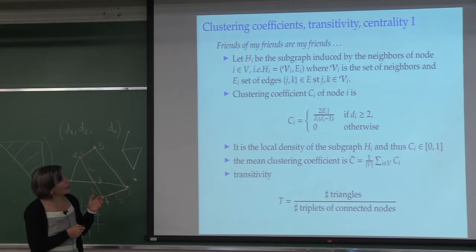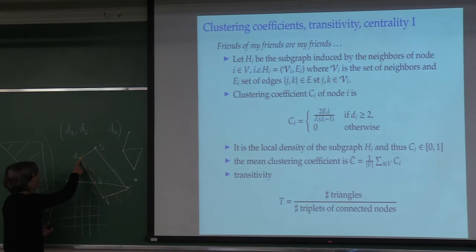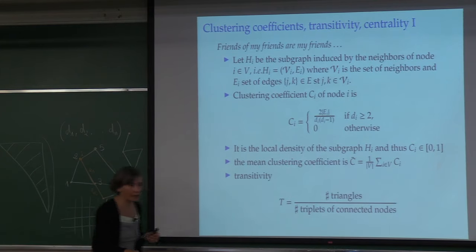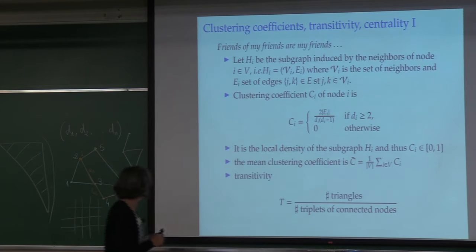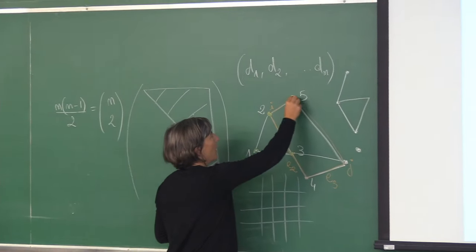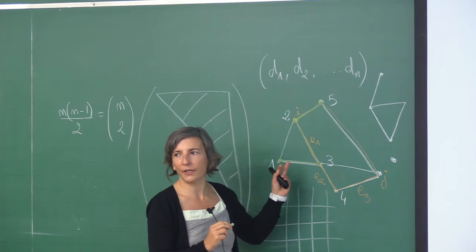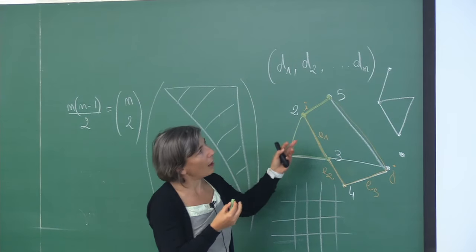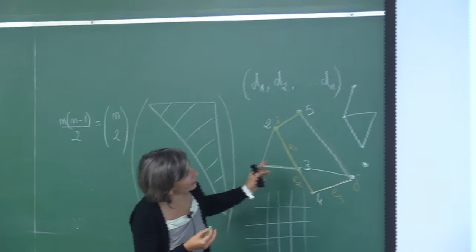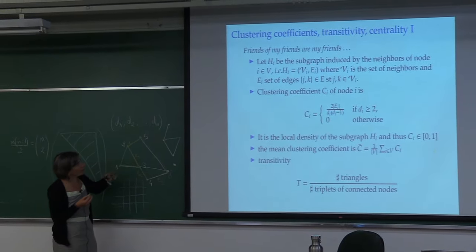If you consider Hi, the subgraph induced by the neighbors of node i. So here I will focus again on this node i, and maybe I'll take another color. So I consider that node and the neighbors of that node, which are nodes 1, 3, and 5. And I focus on the subgraph induced by those nodes. So this is the green graph here. I only take the nodes in Vi plus the node i itself, and I take any links, any edge between nodes in that set.